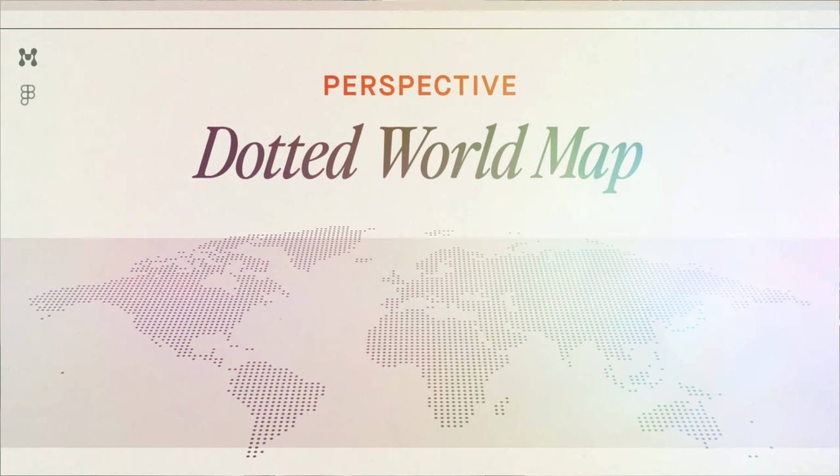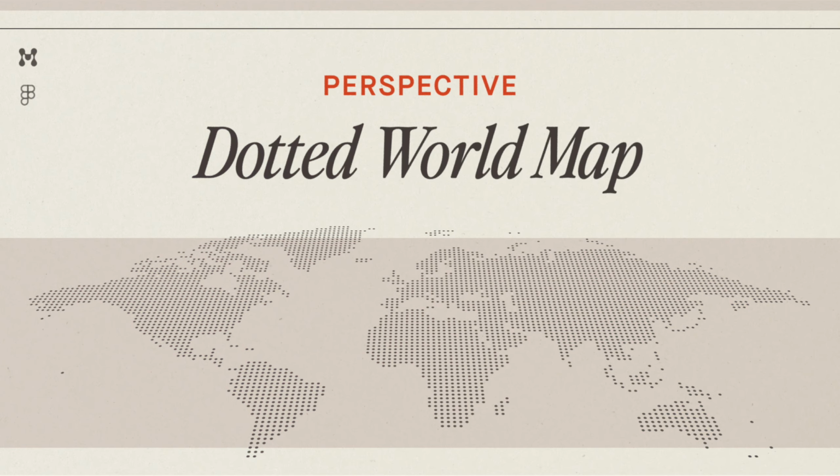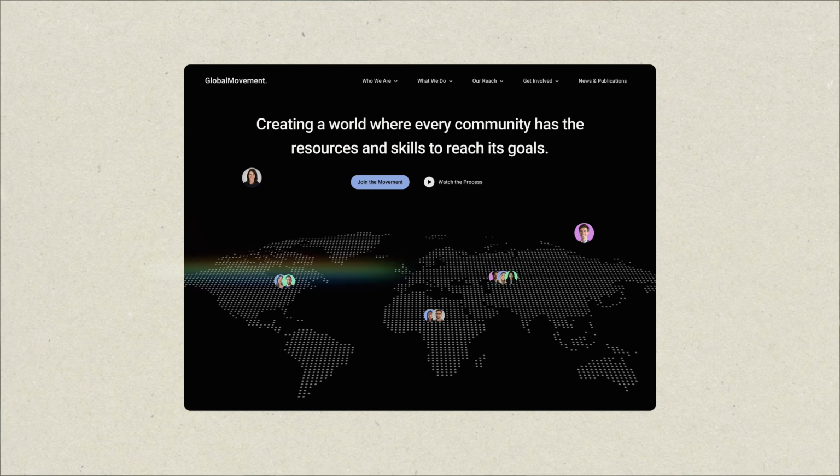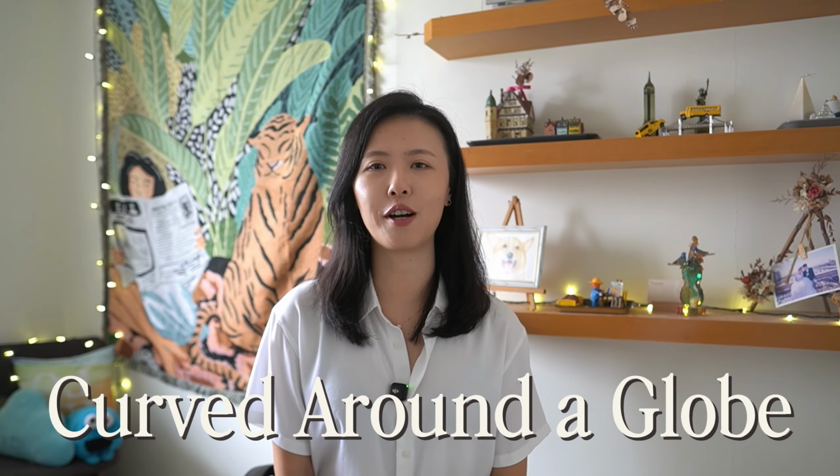A world map made of dots? You've probably seen it on SaaS websites. It gives that big data, everything is connected vibe. Today, I will show you how to turn a world map into a clean dotted pattern in Figma, and then wrap it in perspective, so it feels curved around the globe.